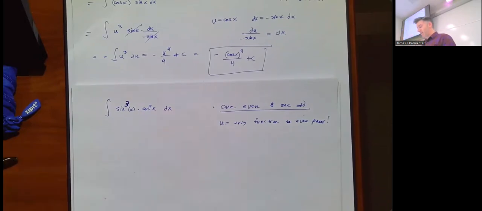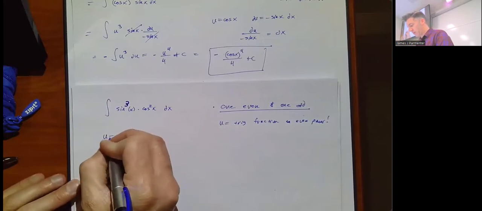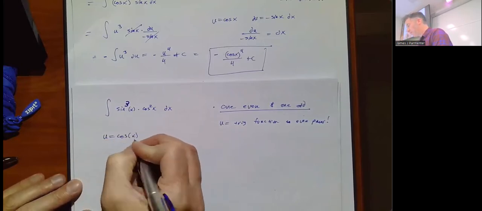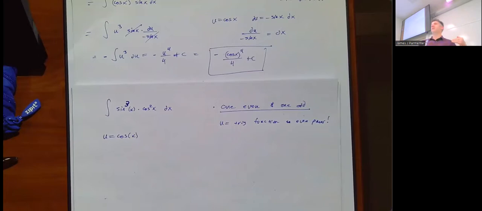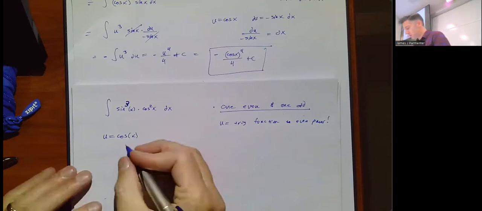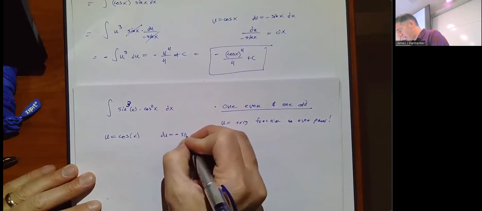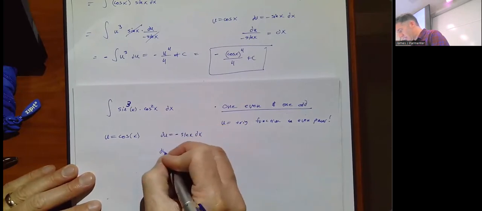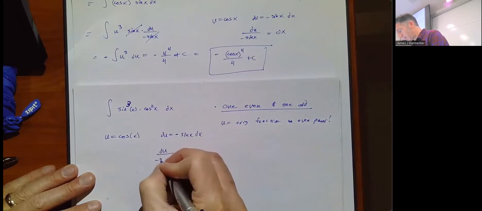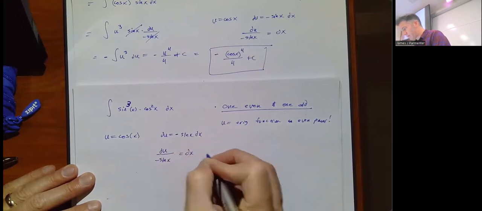Still the same idea. We're going to let u equal the trig function being raised to the even power. Now, here's the general gist with this kind of problem. You're trying to make a choice for u so that after you deal with du, your du is still going to be just like before, negative sine of x dx, du divided by negative sine of x is equal to dx.